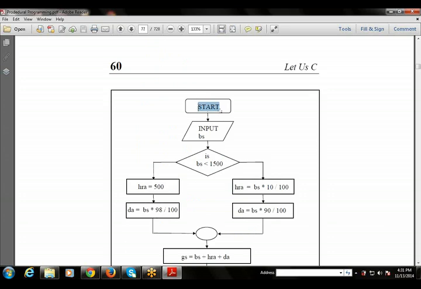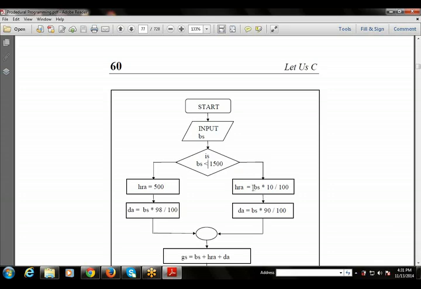This is the example, this is the flow chart. First of all, start, then input the basic salary. Only one input is required, that is the basic salary. Then check the condition: if the basic salary is less than 1500, then there are 2 scenarios.